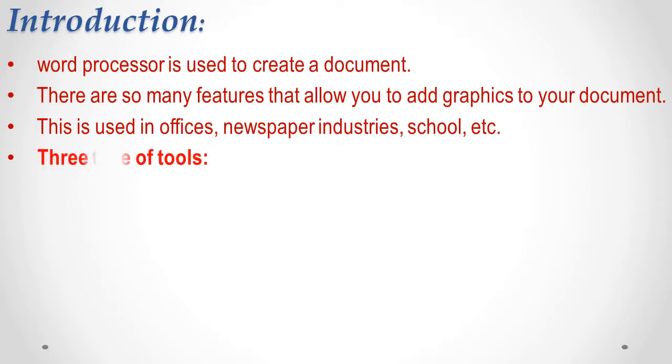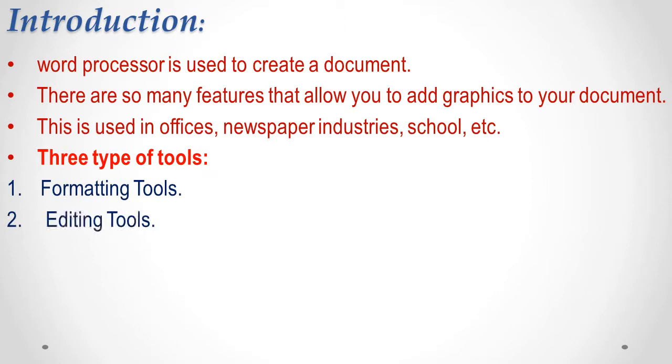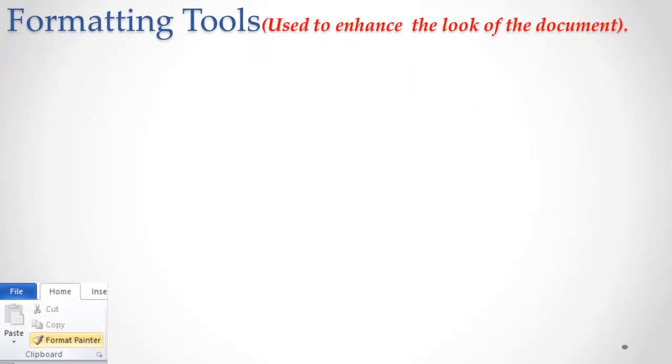In MS Word, mainly there are 3 types of tools. First one, formatting tool. Second is editing tool. Third one is drawing tool. Mainly there are 3 types of tools: formatting tool, editing tool and drawing tool.